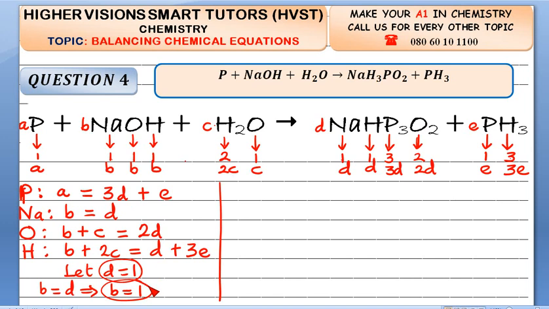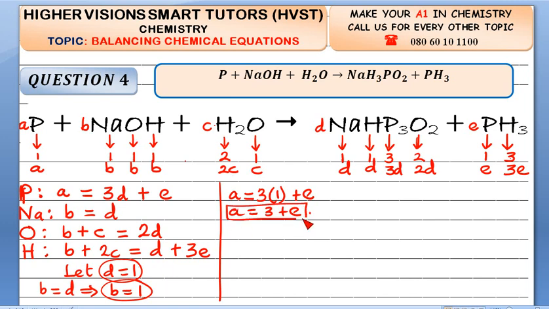Now move ahead to the phosphorus equation here. This is A is equal to 3D. 3D is 3 into 1 because our D has been assumed to be 1, plus E. That of course means A is equal to 3 plus E. Let's keep that for a while.